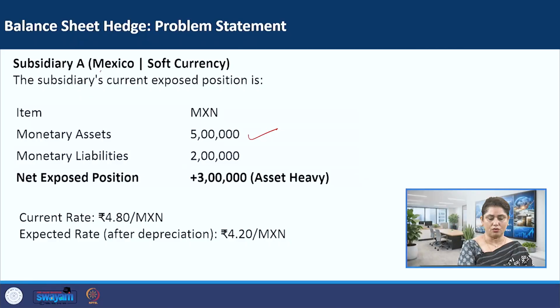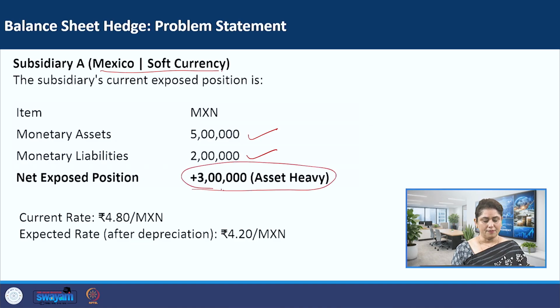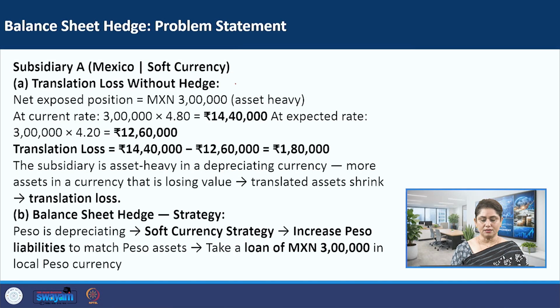Now we have a monetary asset of 5 lakh in Mexico, which is a soft currency, and we have a monetary liability of 2 lakhs. So, our net exposed position is 3 lakh. Here, if the current rate is 4.80 and the expected rate after depreciation is 4.20, then in this scenario we have two parts to solve. First, what is the translation loss if we do nothing, and second, how do we hedge it.